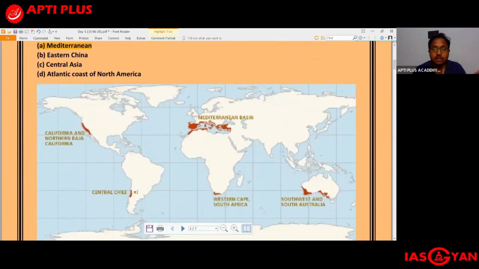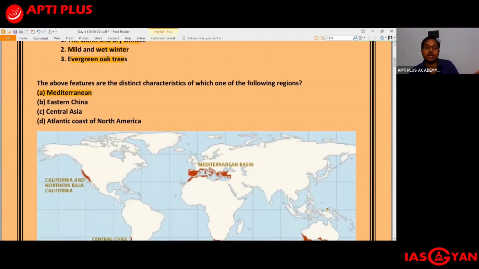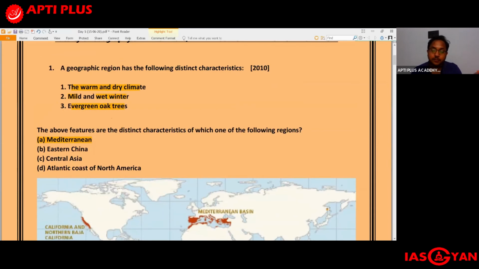Next. In this particular diagram, you can see all those areas which have a Mediterranean type of climate, marked with red. You can see the areas around the Mediterranean Sea have Mediterranean type of climate. Apart from that, a very characteristic type of Mediterranean climate is found in central Chile, also in South Africa, certain parts of California, as well as southwest Australia. All these areas will experience Mediterranean type of climate. So the answer should be 1A. This was asked in 2010.